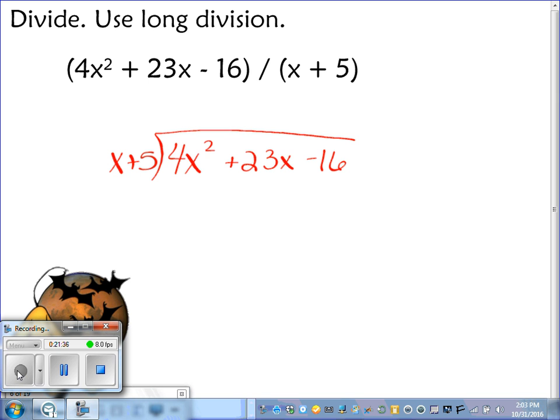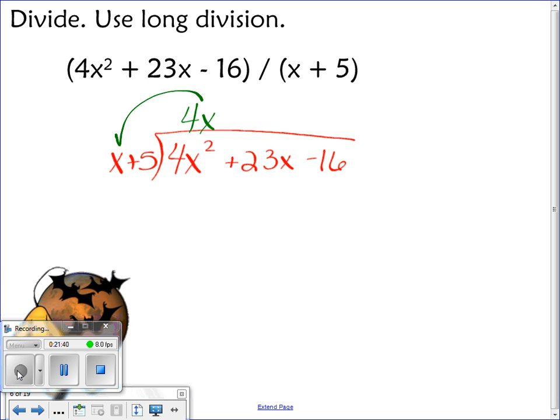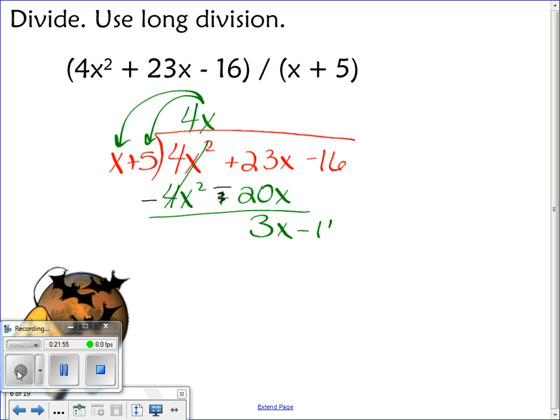Relax. X times what gives you 4x squared? 4x times x. 4x times 5. Change your signs. 3x minus 16. Start again. When you multiply x by something to get 3x, positive 3. 3 times x. 3 times 5. Change your signs.